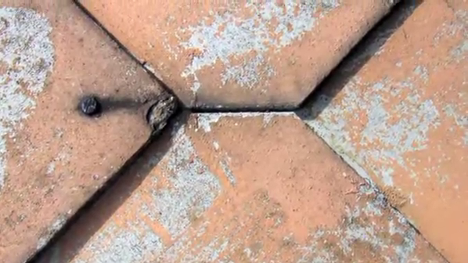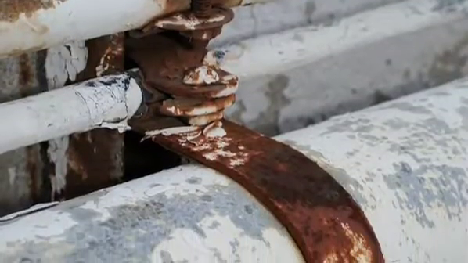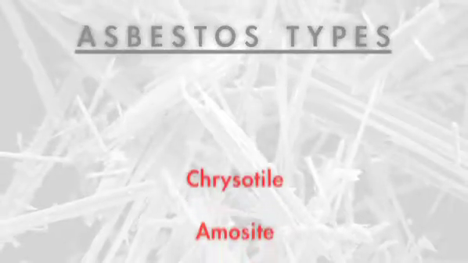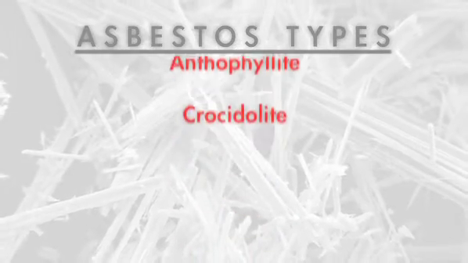There are 6 different types of asbestos, but only 4 types have been used commercially. These include chrysotile, amosite, anthophyllite, and chrysotile.